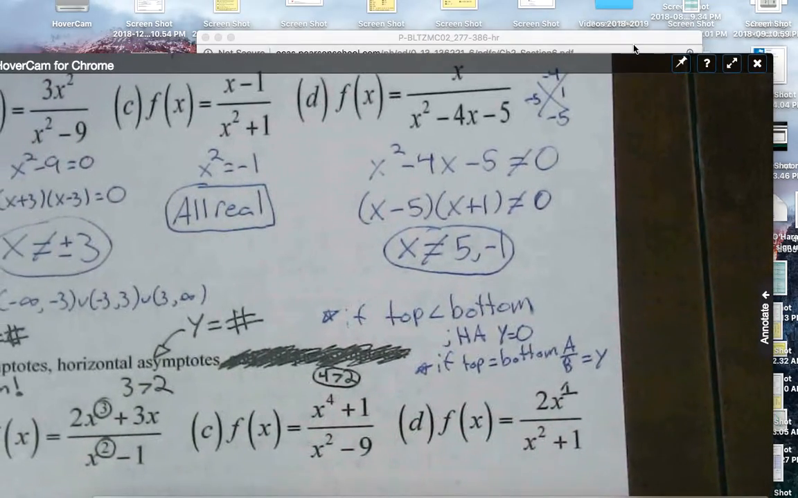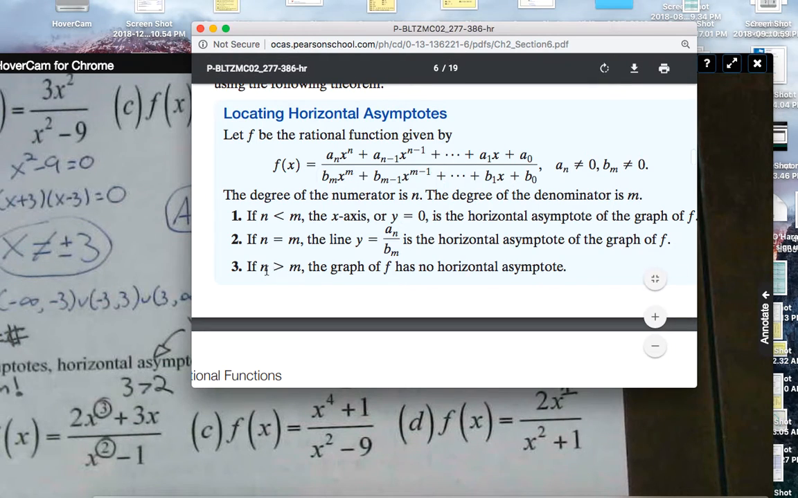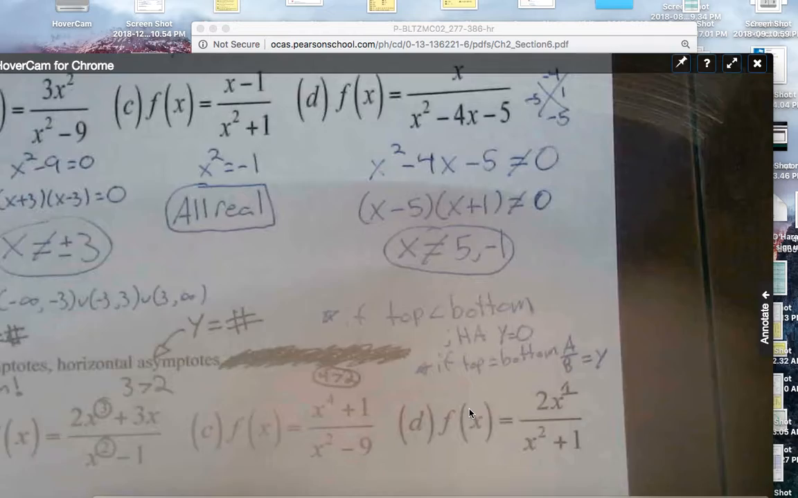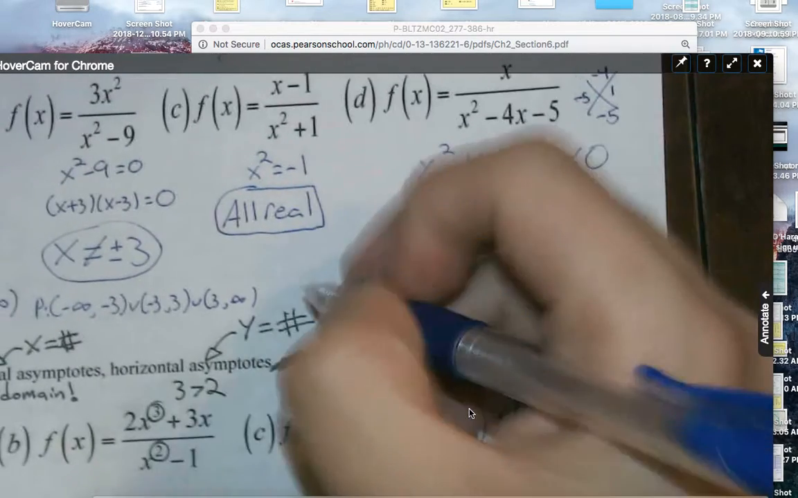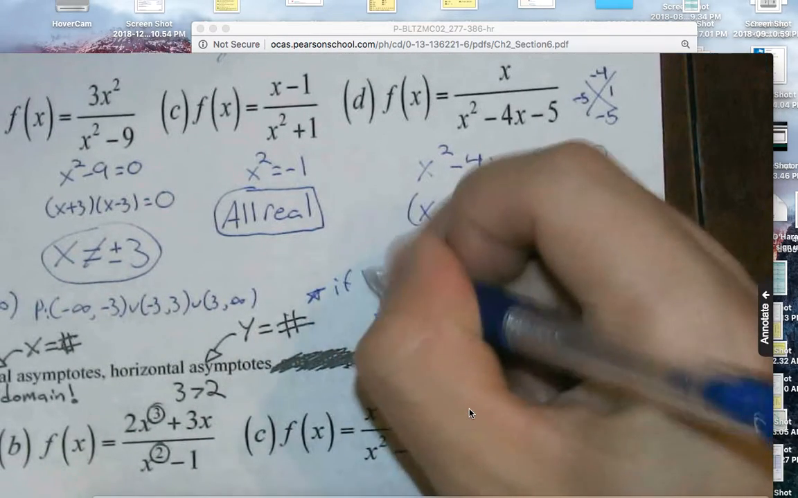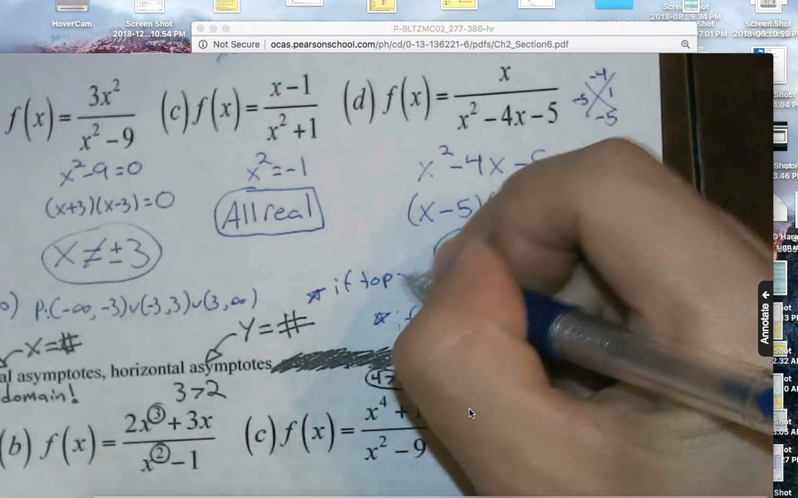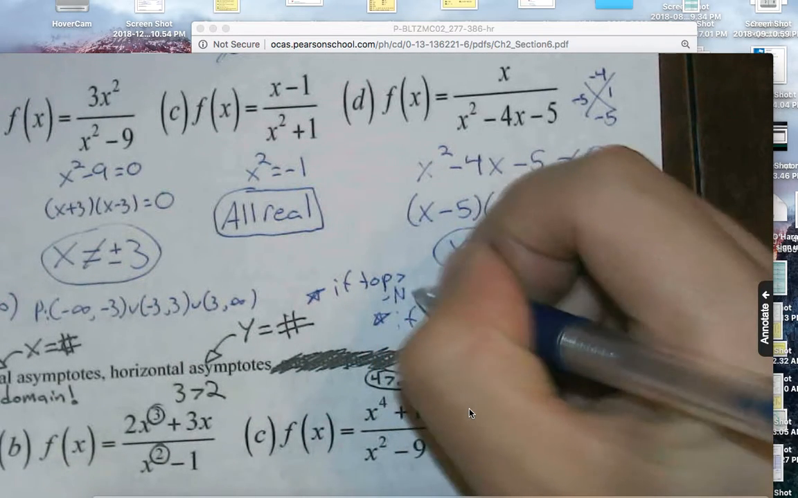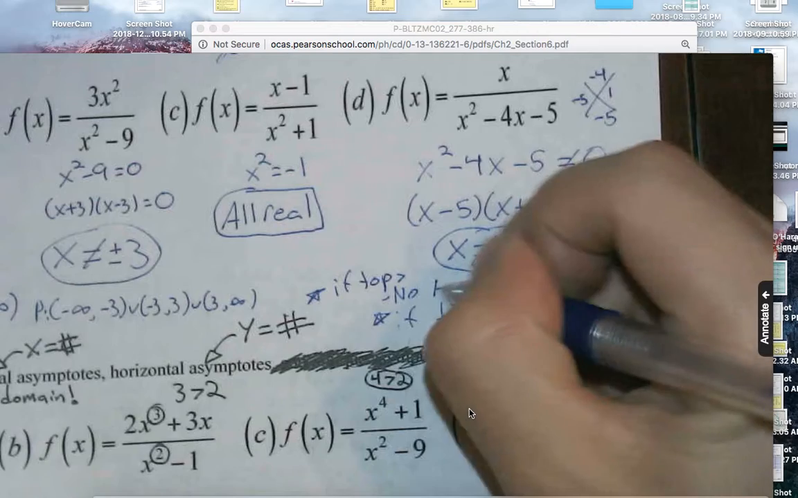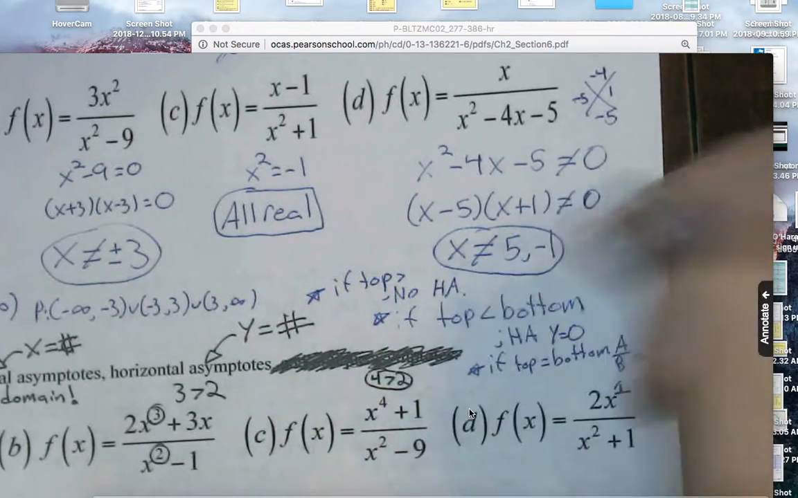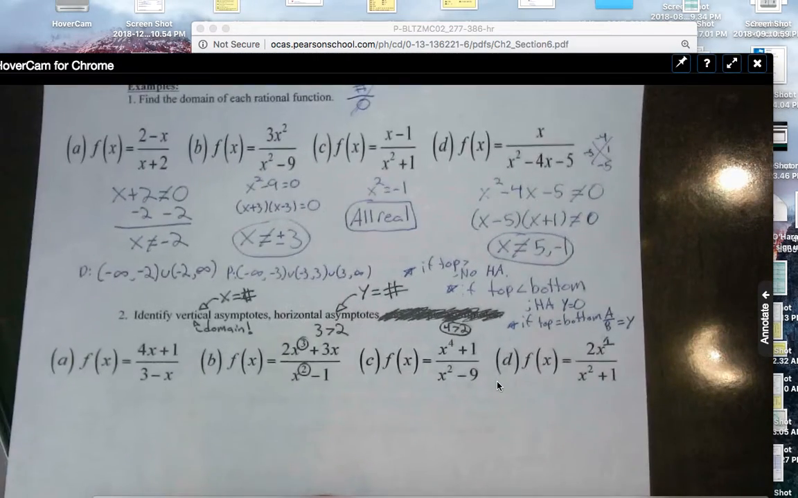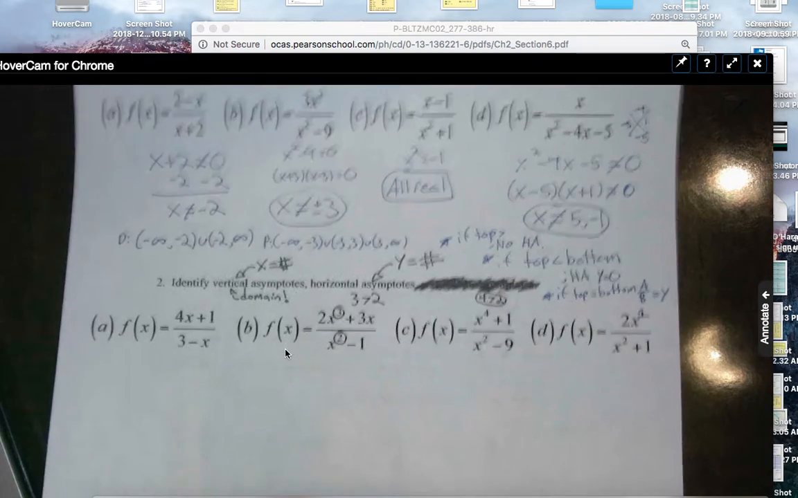On the flip side, what do we have? If n is greater than m, the graph has no horizontal asymptote. So we can also denote, if top is greater, there's none, no horizontal asymptote. I abbreviate HA. So we have a little bit of work to do. Let's start first with horizontal asymptotes for these.